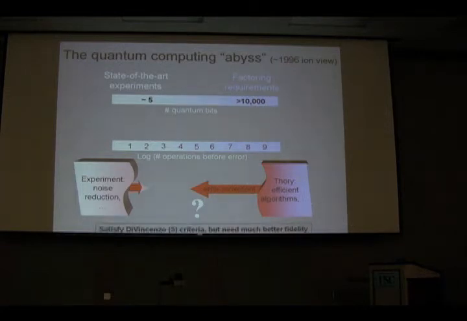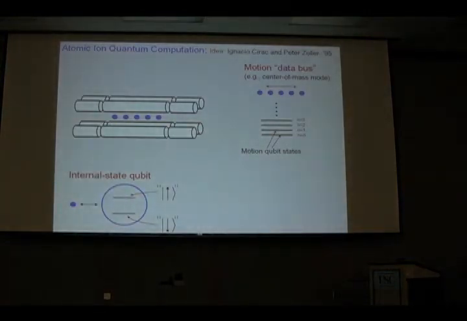Now, one thing with the ions is that, in some sense, we can satisfy the first five of David DiVincenzo's criteria to make an information processor, but in the same breath we have to say, even though we can demonstrate the elements that he outlined, we need much better fidelity in the things that we do. So what I'm going to try to talk about here is give you some idea of the technical problems we face and some ways around that.